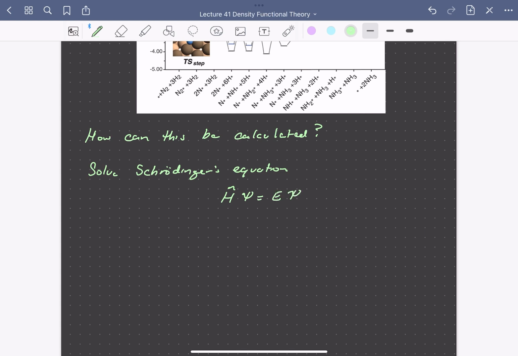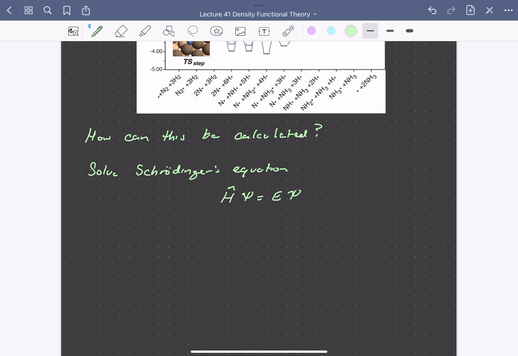Obtaining an exact solution of the Schrödinger equation is impossible for all but the simplest situations, since the complexity of this problem explodes as the number of electrons in our system increases. So this is really only feasible for one electron systems, so if we're interested in anything larger than a hydrogen atom, this is going to be an intractable problem. So Walter Kohn proposed a different approach for solving this problem.